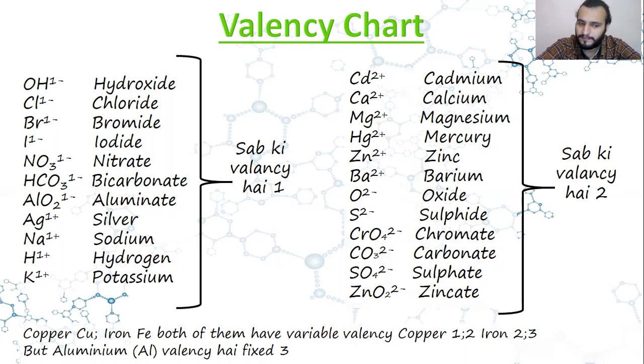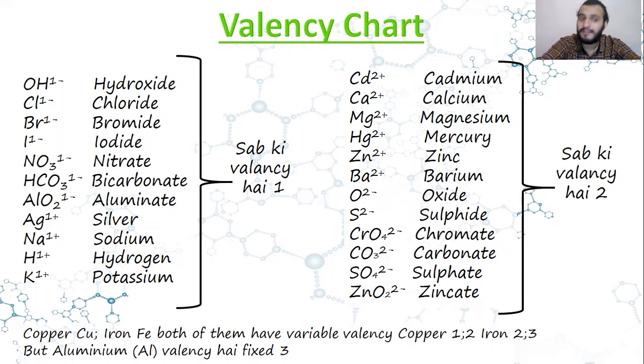Then the two lines at the bottom: copper Cu and iron Fe, both of them have variable valency. Copper 1, 2, iron 2, 3. But aluminium Al has a fixed valency of 3. So by using this tune, we can learn this valency chart very easily.